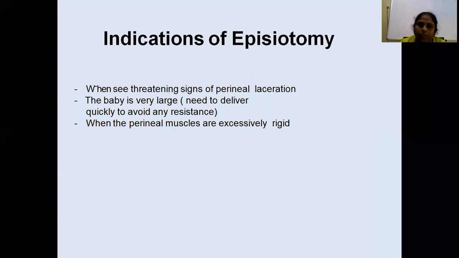Usually in a primary gravida or second gravida, the vagina will be lax. So it depends whether you give it or not, but for a primary gravida, episiotomy is very much necessary. Episiotomy is also needed when the baby is very large. In a second gravida it depends, but for a primary you have to give episiotomy.